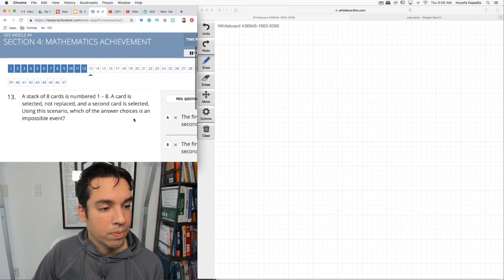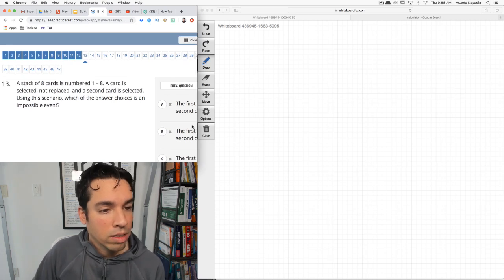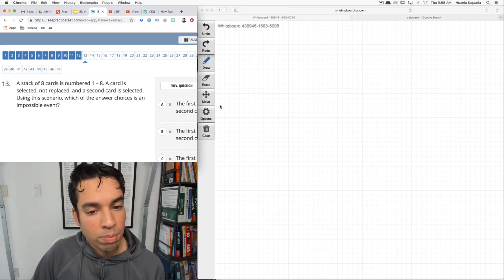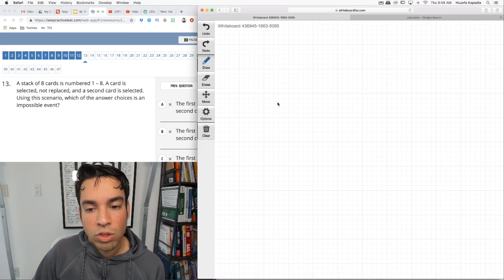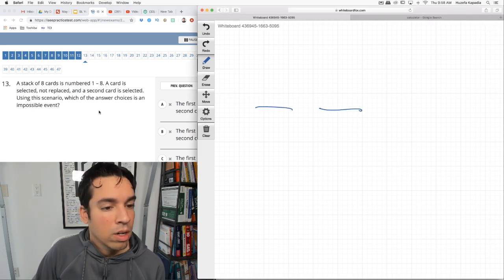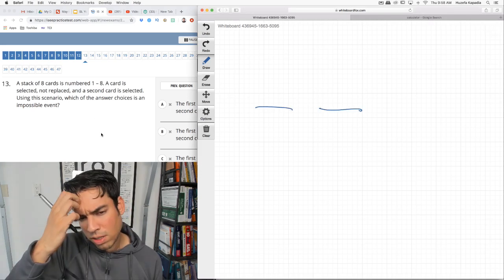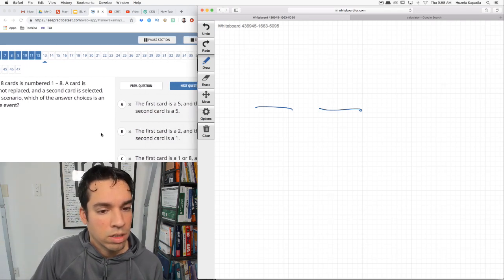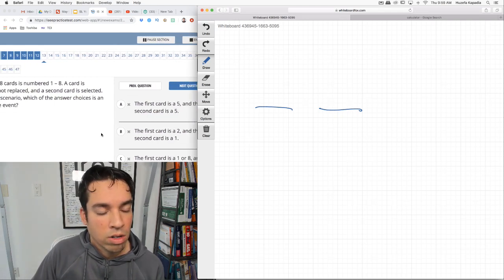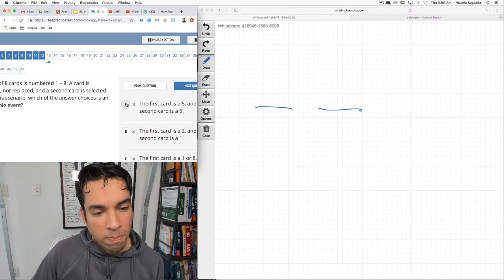All right, next. A stack of 8 cards, number 1 through 8. A card is selected, not replaced, and a second card is selected. We've got 2 selections that are happening. Which answer choice is an impossible event? Okay, let's see this. The first card is a 5. The second card is a 5. That is impossible. I already know. I'm not going to look at the other ones.